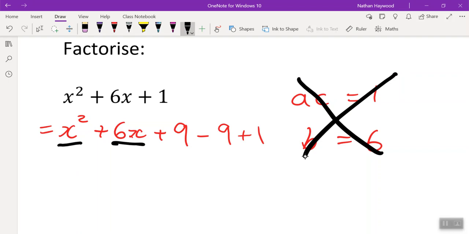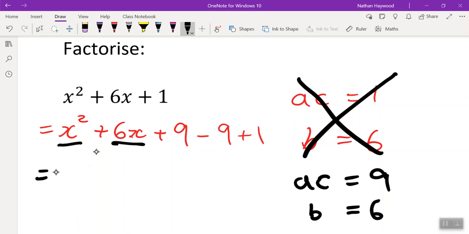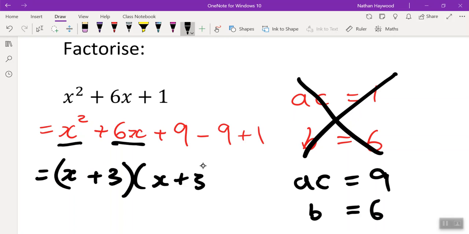We're going to factorize. So the first 3, what's the new AC? 9. And it's actually the same B. So what's two numbers that multiply to get 9, add to get 6? Very good. 3 and 3. Okay, so you factorize and you end up with that. Please make sure you add the minus 9 and the 1 at the end. Okay?